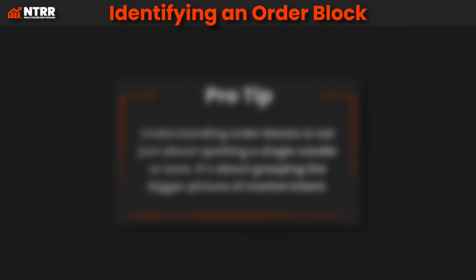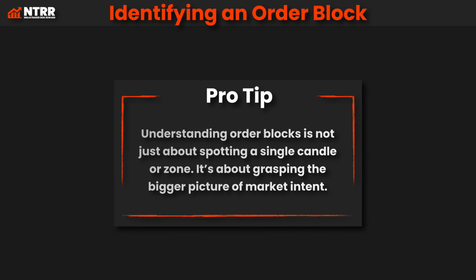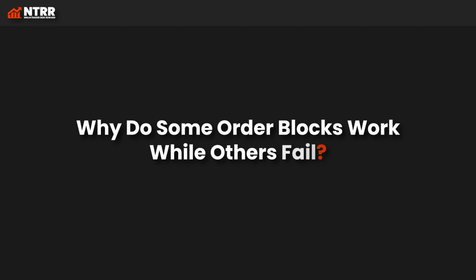Understanding order blocks is not just about spotting a single candle or zone. It's about grasping the bigger picture of market intent. These zones give us insight into areas where the balance of supply and demand shifts, providing opportunities to join the momentum or prepare for reversals. So, why do some order blocks work while others fail? That's where the rules come into play, and we'll break those down next. But for now, start marking those inefficiencies on your charts and see how price reacts when it revisits these zones.